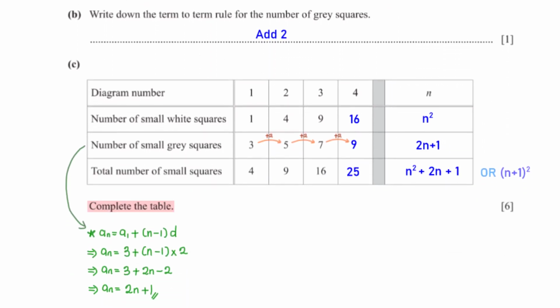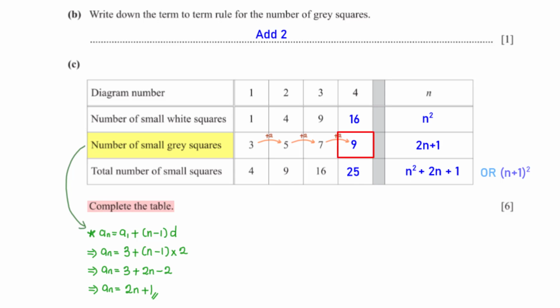Complete the table. For the number of small white squares, we see that 1 squared gives us 1, 2 squared gives us 4, 3 squared gives us 9. So for diagram 4, 4 squared gives us 16. And for the nth term, we have n squared. For the number of small gray squares in diagram 4, we simply add 2 to 7, giving us 9.